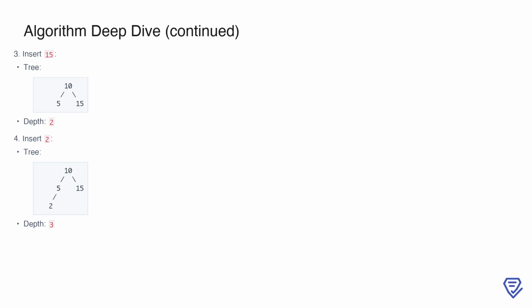The tree structure becomes more complex, with 10 at the root, 5 and 15 as its children, and 2 as the left child of 5.